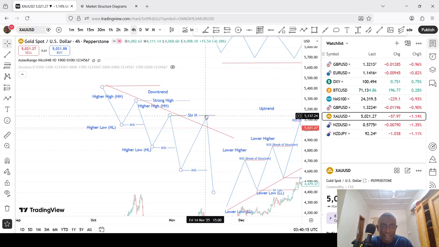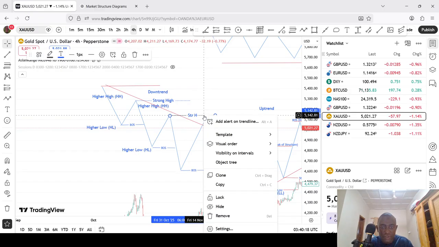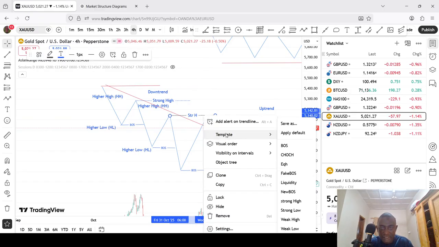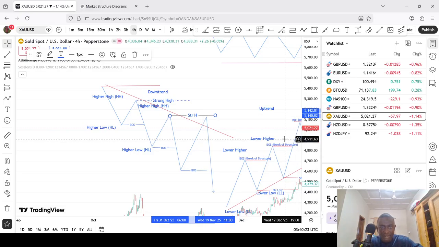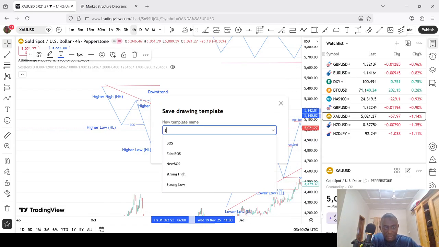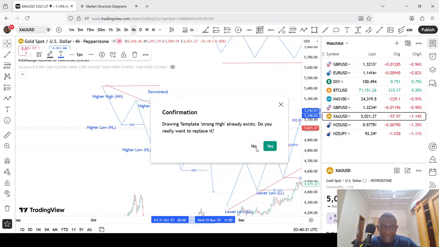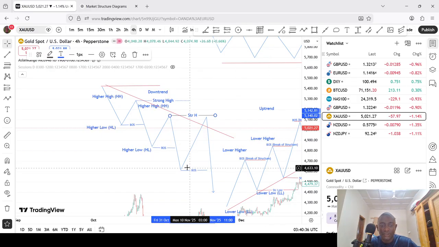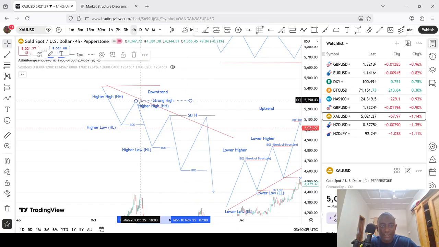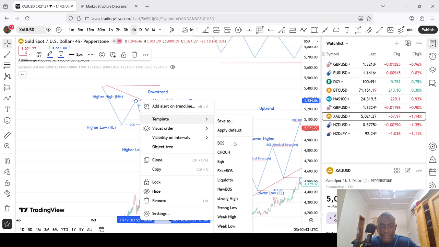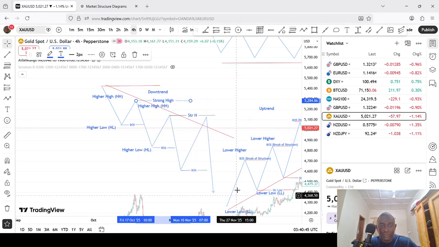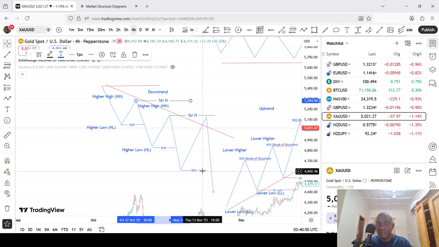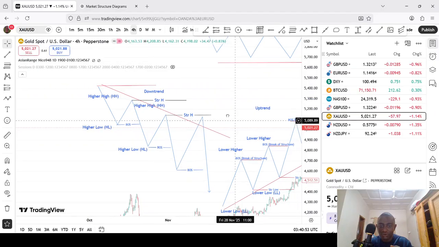So now you see that it's here. The template has been updated. So if I have to, I'll just go to the template, then I go save as. I just want to replace a strong high, so I'll just click on strong high and save. Drawing template strong high already exists. I want to update, so I will click yes. Okay, so now when I click on this, then I go to template again and I click on strong high, it will just update it with my new update. You understand? So just mark these zones.